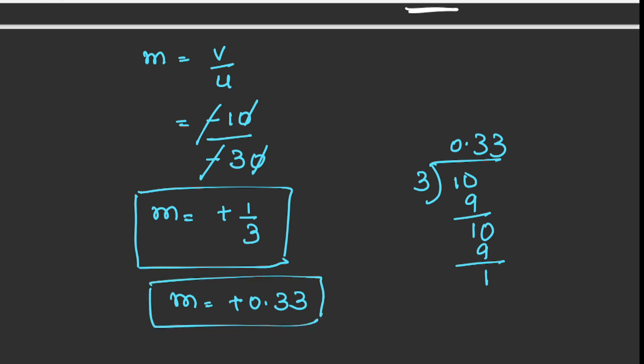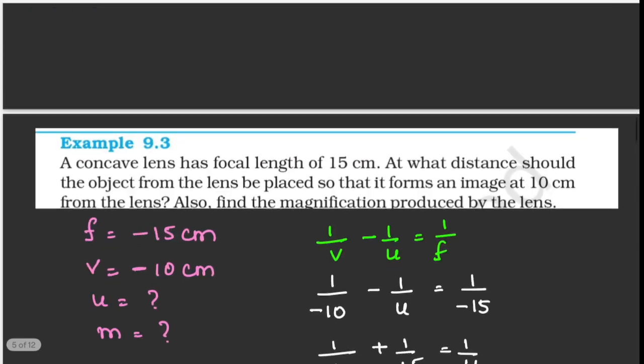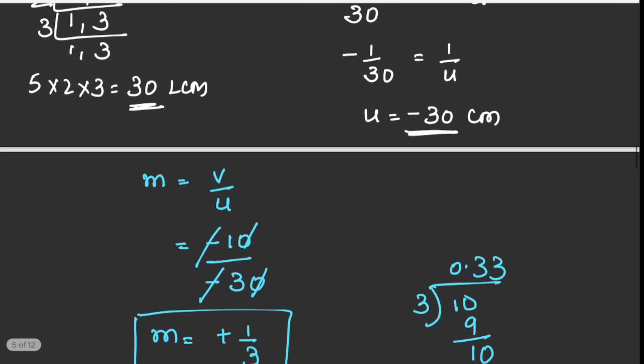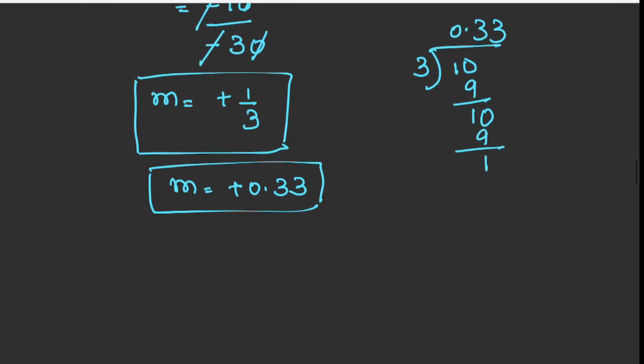So here there is a positive sign. Can you see here there is a positive sign? So if m value has a positive sign, what does that indicate? See here, if m has a positive value, it means that the image formed is virtual and erect. So here you can write, this means that virtual and erect image is formed.